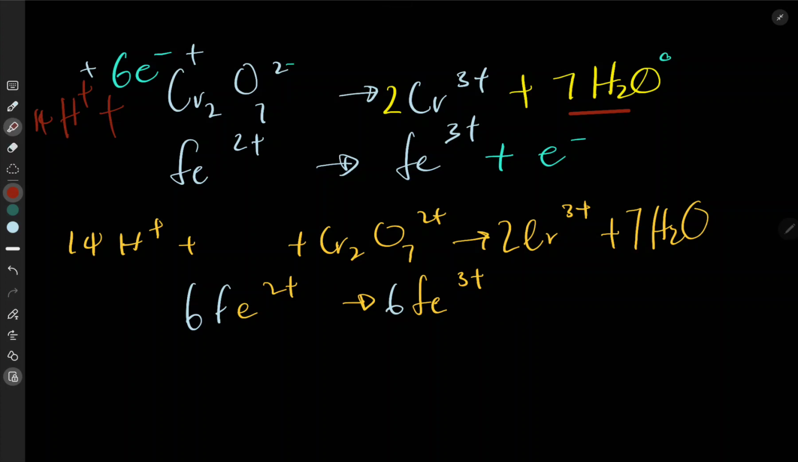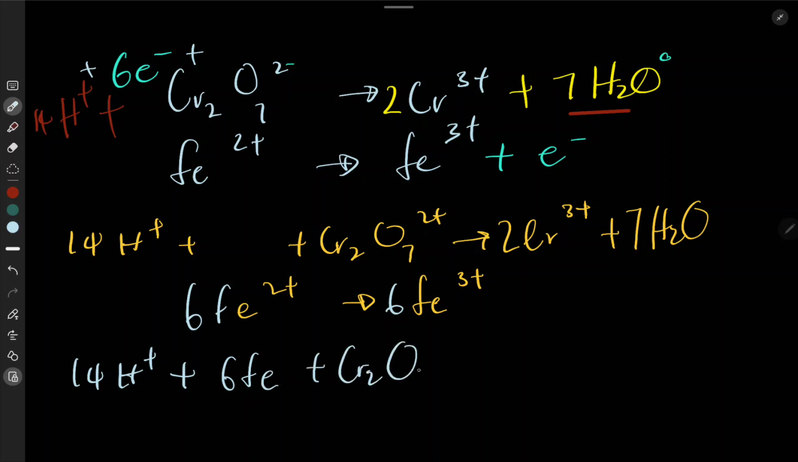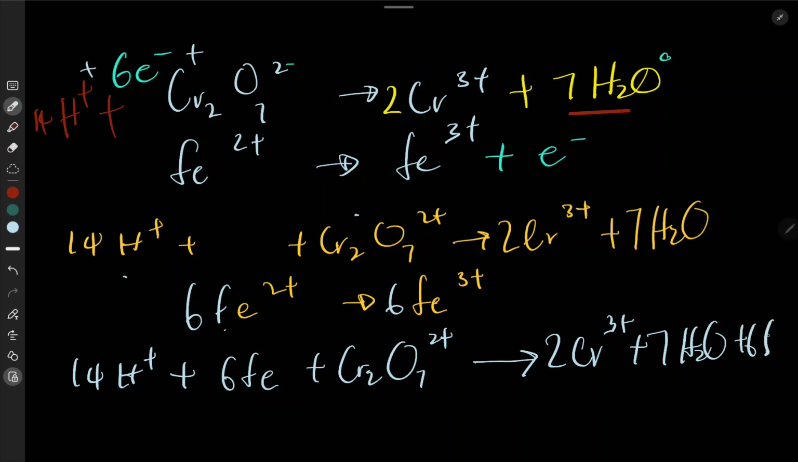So I can now write all my equations. I'm taking everything from the right and taking everything from the left. Let's start from the right. We'll have 14 protons plus 6 Fe²⁺ plus Cr₂O₇²⁻. We have written this, and written this. So everything from the left is done. Let's look here. Here we'll have 2 Cr³⁺ plus 7 waters, and plus 6 Fe³⁺.